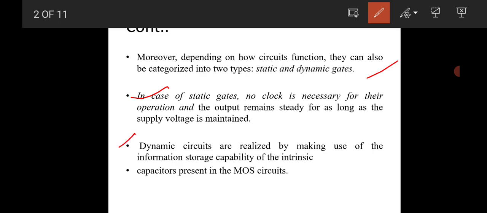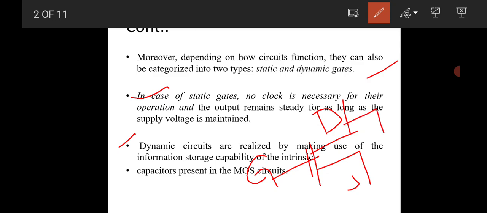Coming to the second one, dynamic circuits are realized by making use of the information storage capability of the intrinsic capacitors present in the MOS circuits. If you consider a metal oxide semiconductor, let it be an NMOS transistor with gate, source and drain. At the output side we connect a load capacitor, and this capacitor stores the voltage supplied from the power supply. So let us go for the next one.